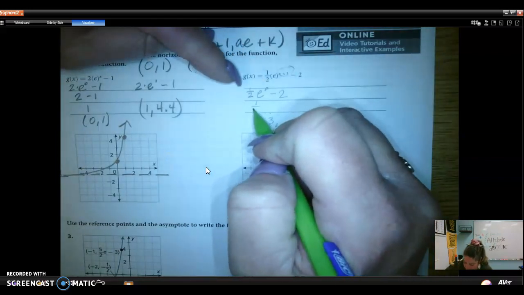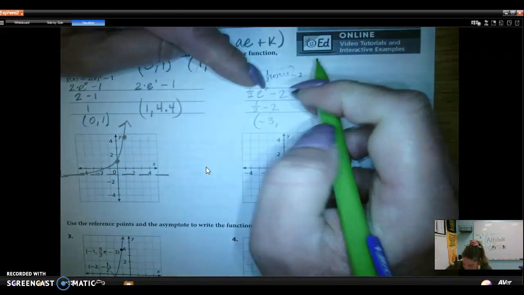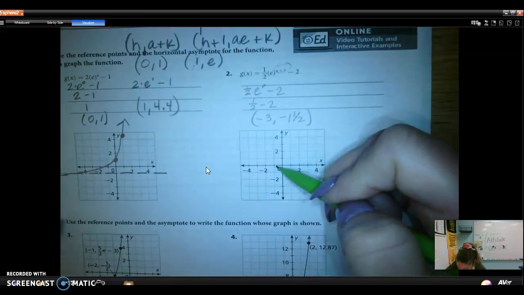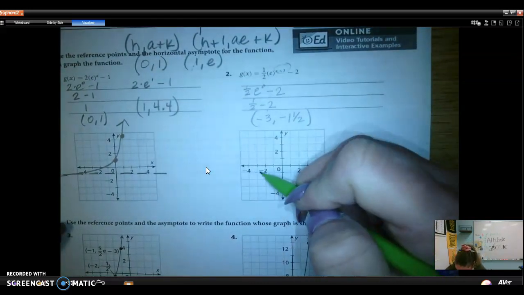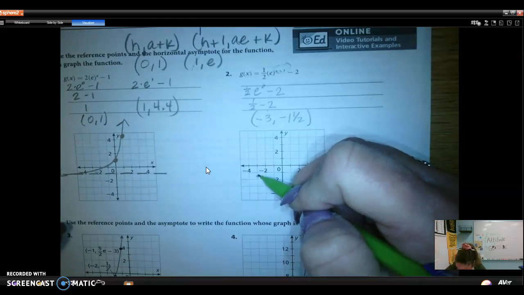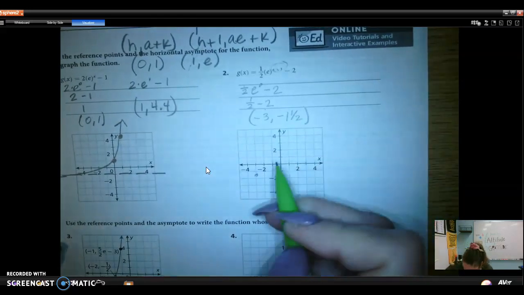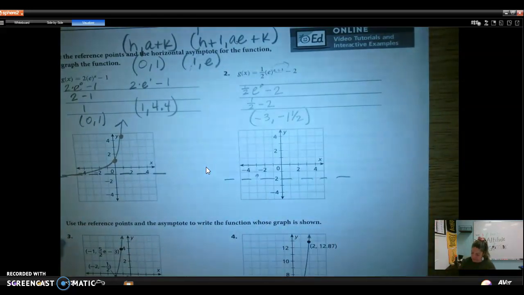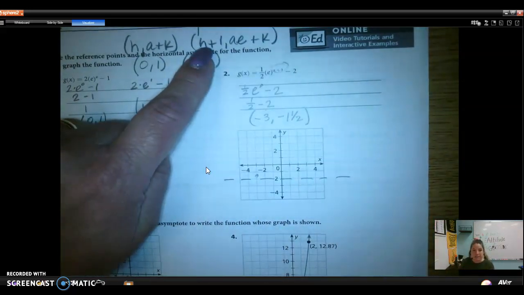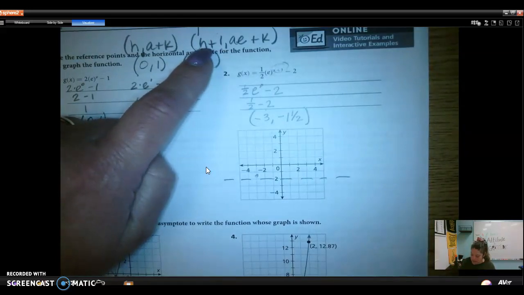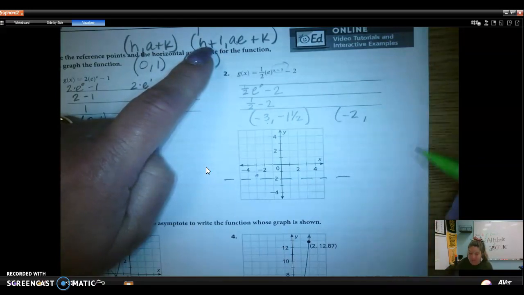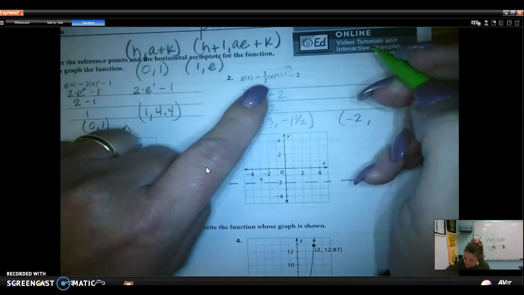And so I have 1/2 times 1 minus 2, so that's -1.5. Okay, so let's see. 1, 2, go back -3, go down 1.5. May as well go put my asymptote in while I'm here at -2. Okay, my next reference point is going to be h plus 1. And so when I add 1 to -3, I get -2. So that's going to be my next point. And I'm just going to go plug it in.